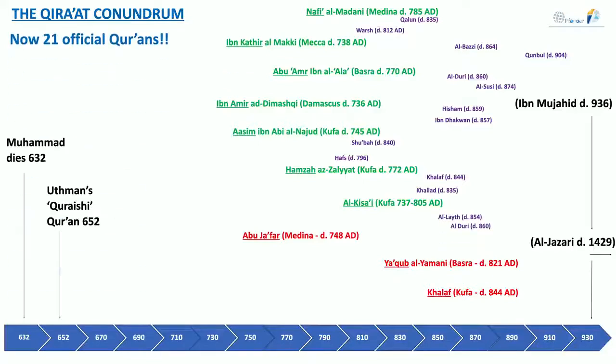He has Al-Layth and Al-Duri again. Remember, Al-Duri is already up there with Abu Amr. He is also the same guy with Al-Kisai. He actually disagrees with himself and joins another reader, and there you go, two different Qurans, the same guy. The guy read 2 different ways. It's amazing, isn't it? That's why he died on the same year, because he's the same individual.